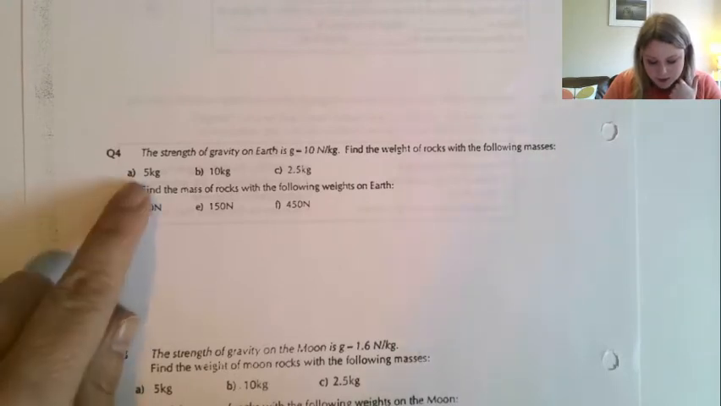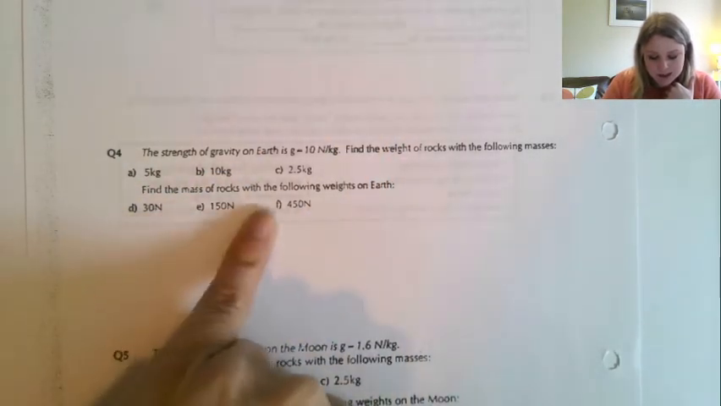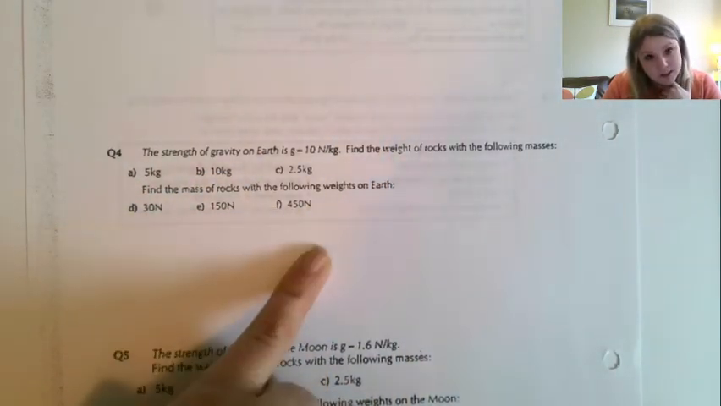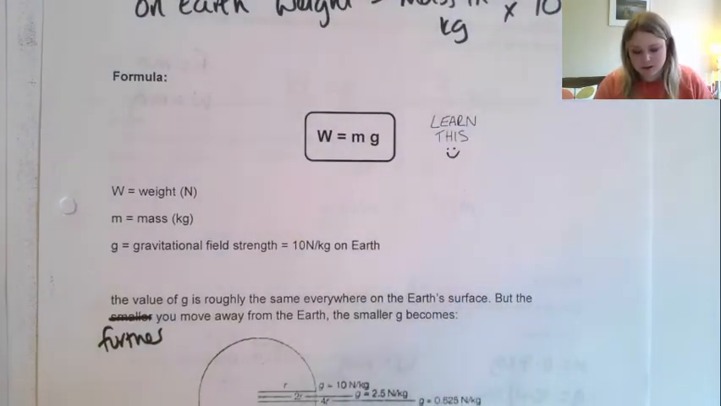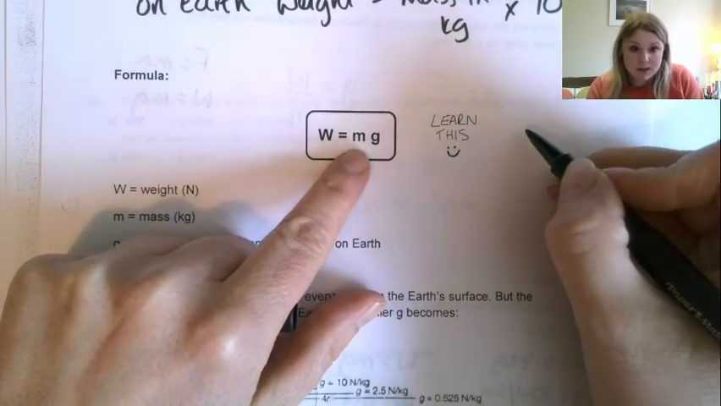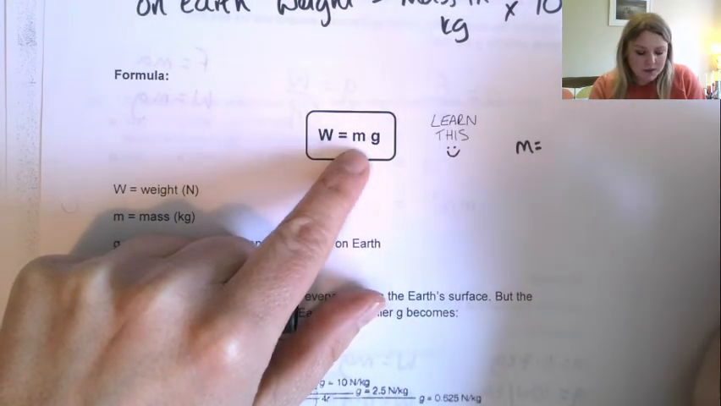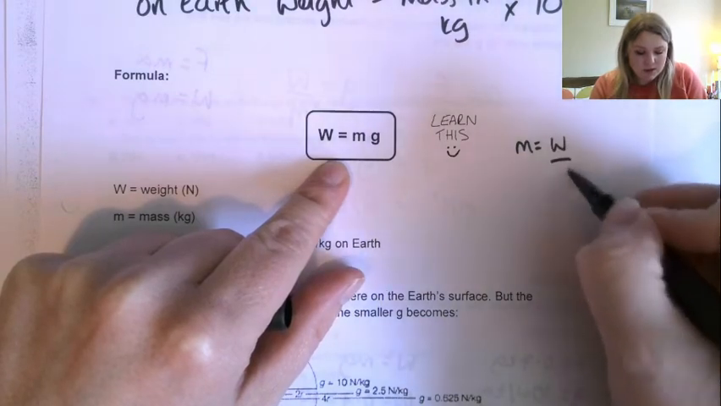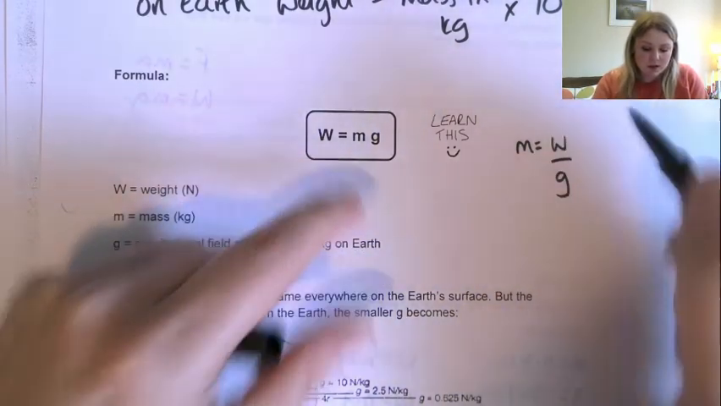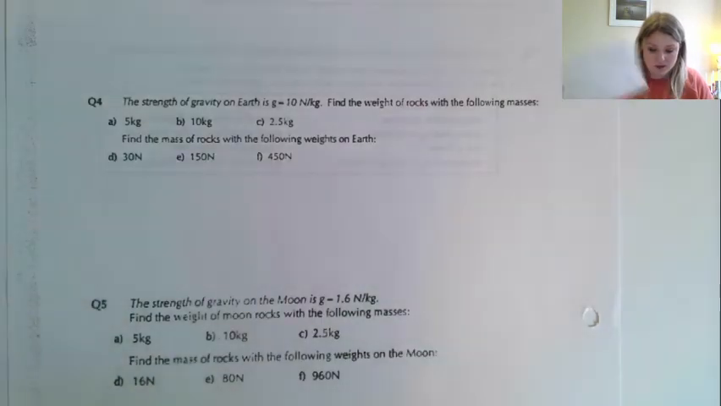For this part, A, B and C, you've been given the mass of objects and you have to find the weight on Earth. Whereas D, E and F, you've been given the weight and you have to work backwards and find the mass. So let's just make sure that we can do that. If I look back at this equation here, if I was to rearrange this to make mass the subject, I would have to divide both sides of the equation by g. So I'm going to get weight divided by gravity. That's what you'll end up using for that one.